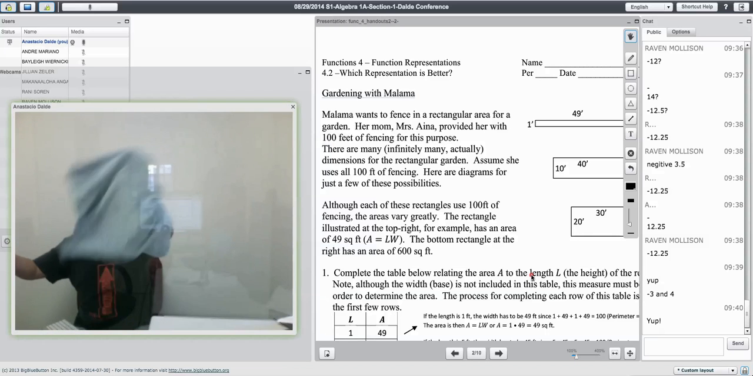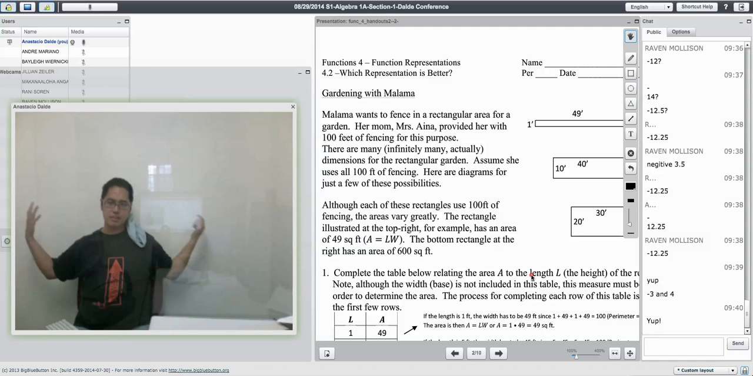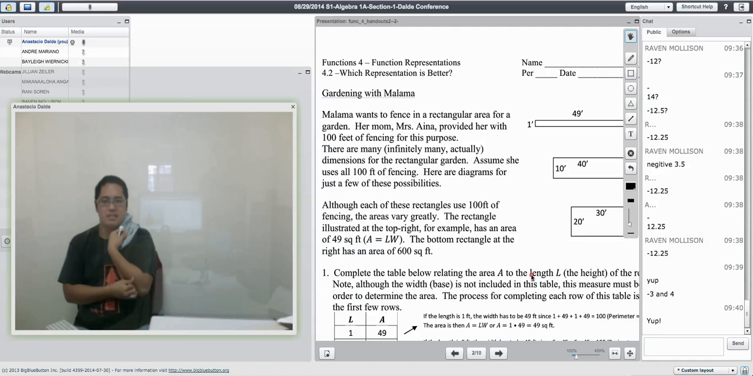All right, now, most of you are saying, yeah, but when will I ever use parabolas in my life? Well, let's read this next one. Malama wants to fence in a rectangular area of her garden.